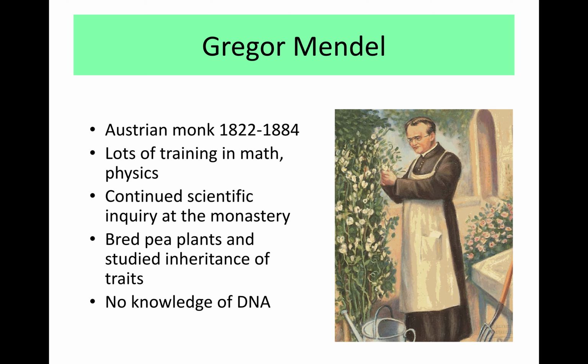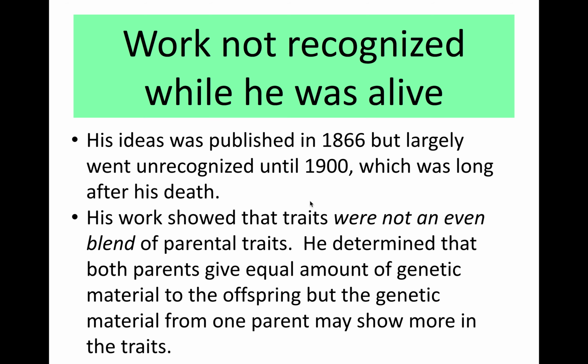And the interesting part is that he did this all before we had any idea what DNA is, so it's kind of impressive. Although there's evidence recently that he sort of faked his numbers, but you know, so he maybe isn't all that, but his science is still good and we still use it today. His work wasn't recognized while he was alive. But the big idea is that he showed that traits were not an even blend of parents, right? Just like you aren't an even blend of your parents. You have some traits from your mom and some traits from your dad.